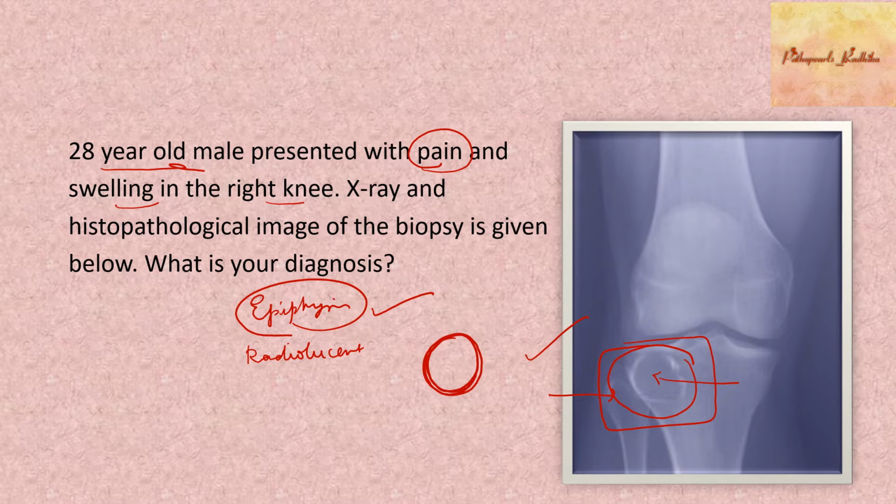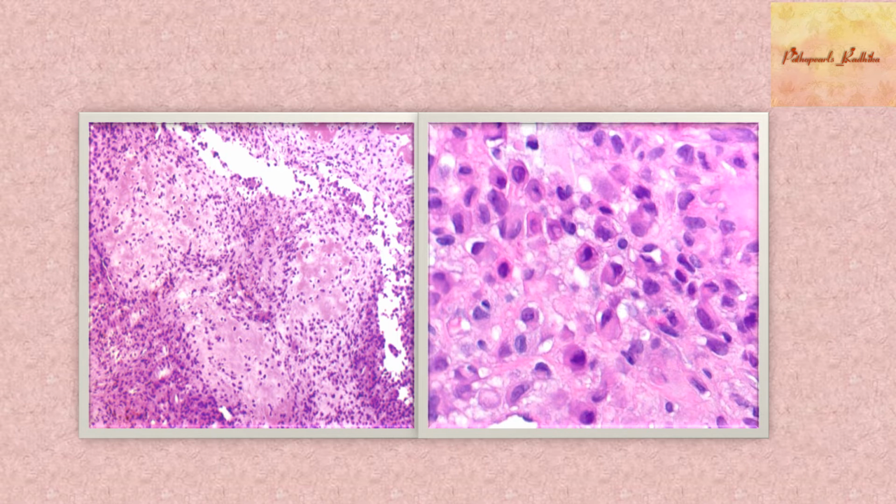Okay, so next we'll go for the histopath image. So I'll just summarize it. A male in the second decade, a benign bone lesion, epiphysis, radiolucent with sclerotic margins. Meanwhile, just think what are the lesions which occur in the epiphysis of the bone. Okay. Now we'll go to histopathology. So this is the histopathology image.